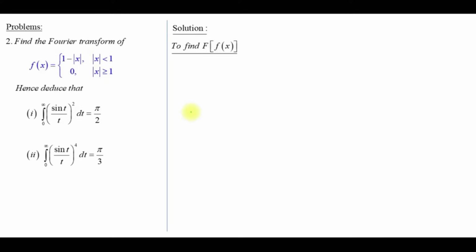So what is the formula for the Fourier transform of f of x? The Fourier transform of f of x equals 1 divided by square root of 2 pi, integration from minus infinity to plus infinity, f of x e power isx into dx. So what is f of x? Actually the limit minus infinity to plus infinity is split into three parts: minus infinity to minus 1, minus 1 to plus 1, and 1 to infinity.